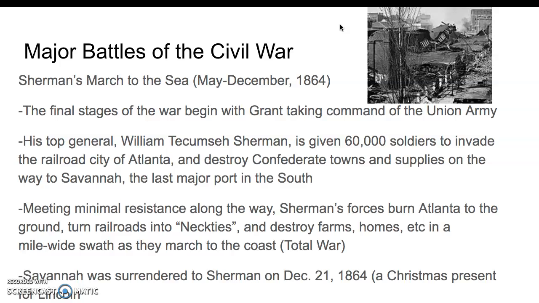Meeting minimal resistance along the way, Sherman's forces burn Atlanta to the ground, turn railroads into Sherman's neckties, and destroy farms, homes, etc. in a mile-wide swath as they march to the coast, demonstrating the best example in American history of total war. Savannah was surrendered to Sherman on December 21st, 1864, and he sent a telegram to Lincoln saying, "Merry Christmas, Mr. Lincoln, I present to you the city of Savannah."